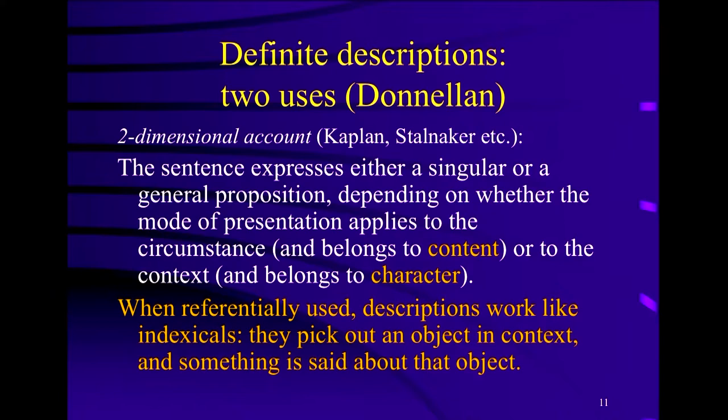That is, the idea is that the sentence, 'the F is G', or 'the US president is very young', suppose that's the sentence. The two uses correspond to one case in which the sentence expresses a singular proposition about the object which the speaker takes to be the object that satisfies the condition, being the US president. Or it may express a general proposition about whoever satisfies the condition, and we don't have any particular individual in mind. We're not talking about any particular individual. So in the second case, the mode of presentation belongs to the content and applies to the circumstance of evaluation, while in the first case, the mode of presentation applies to the context and belongs to a different semantic level.